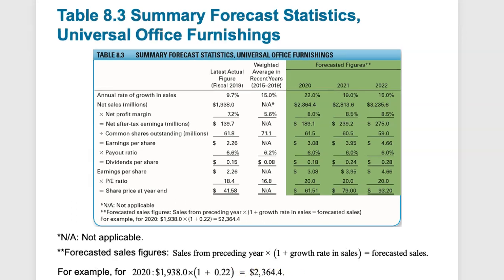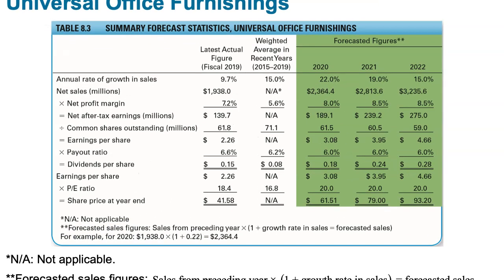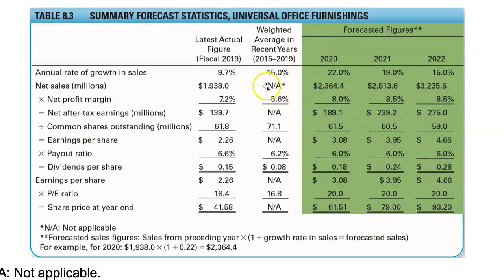So let me make this graphic a little bit bigger so you can see the green area here. Okay, so we're talking about here's the actual forecast for 2019, and here's the weighted average in recent years, a weighted average of sales, net profit, common shares outstanding, payout ratio, and PE multiple.